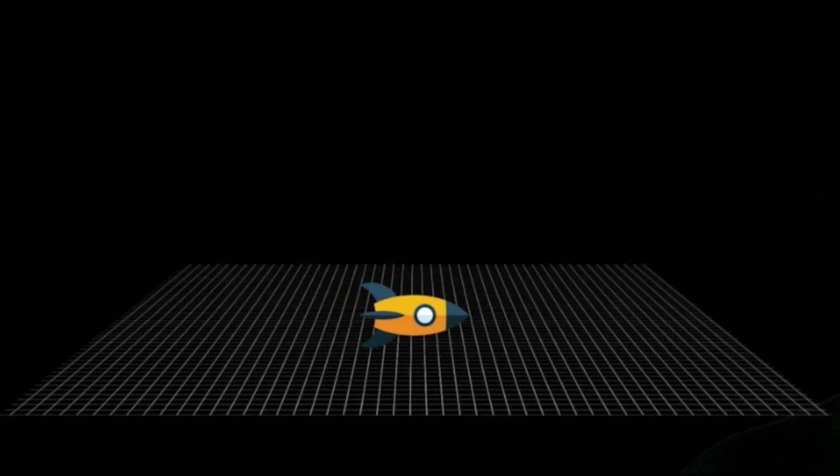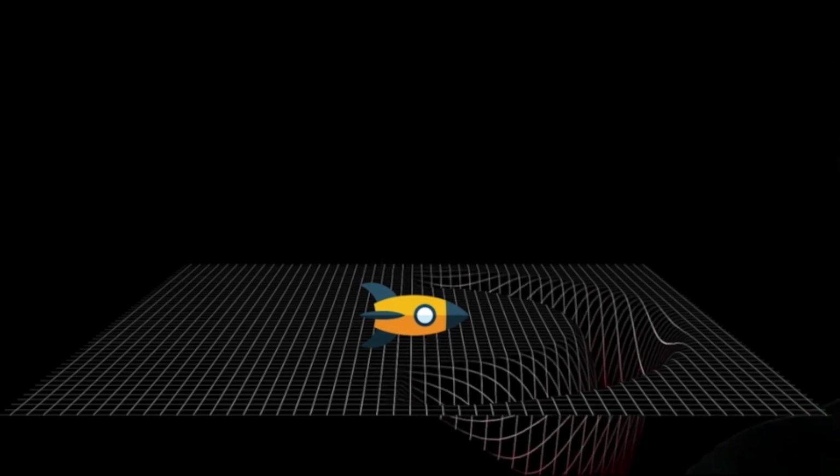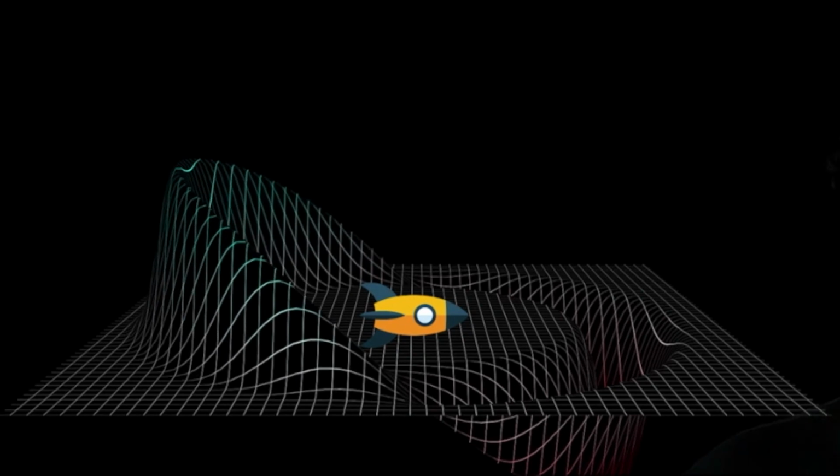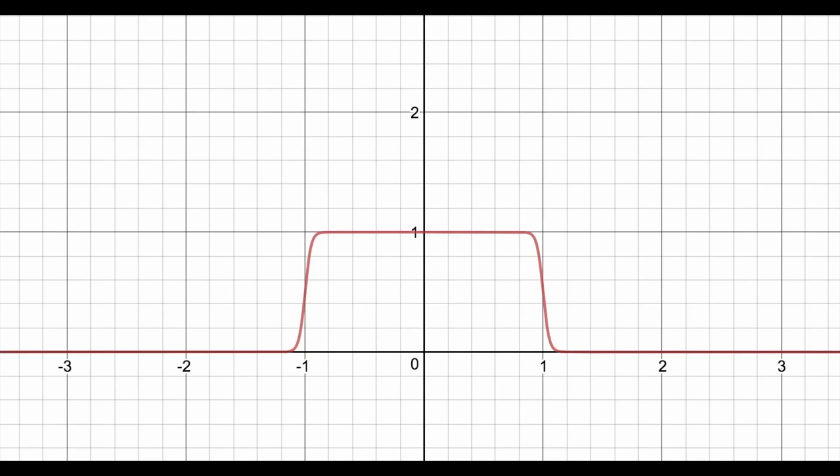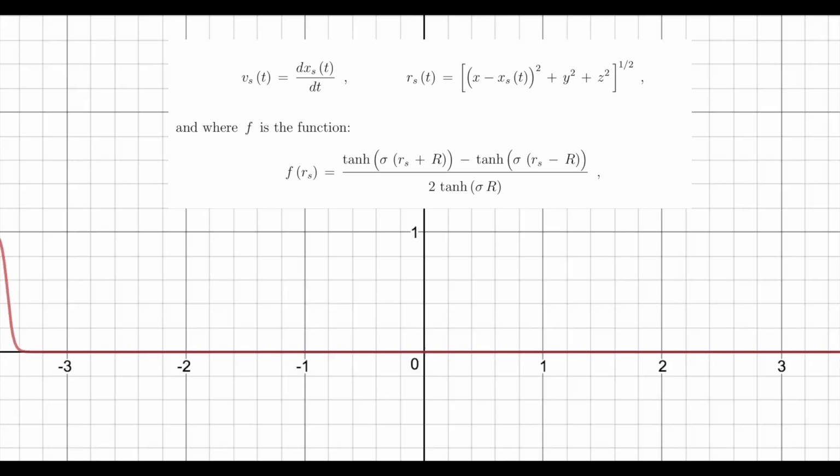To create such curvature, he imagined a bubble with giant negative density mass in the back and positive density mass in the front. This would generate the effect he was looking for. The distortion is represented by the following metric. The bubble would figure a hat function, which can be represented by this graph. The hat moves through space as a function of the position of the spaceship, as we can see in the following formulas and graph function.